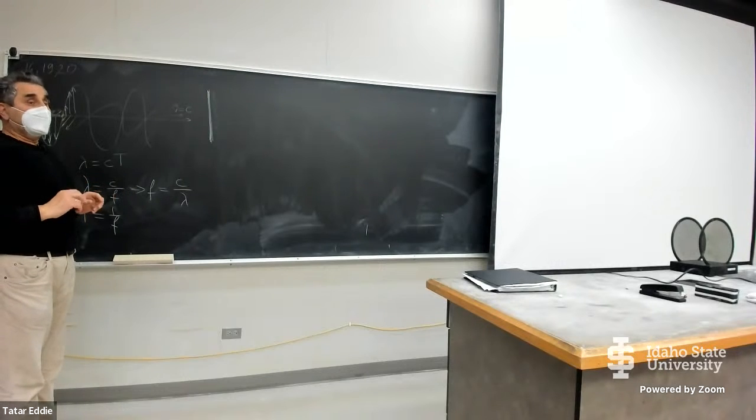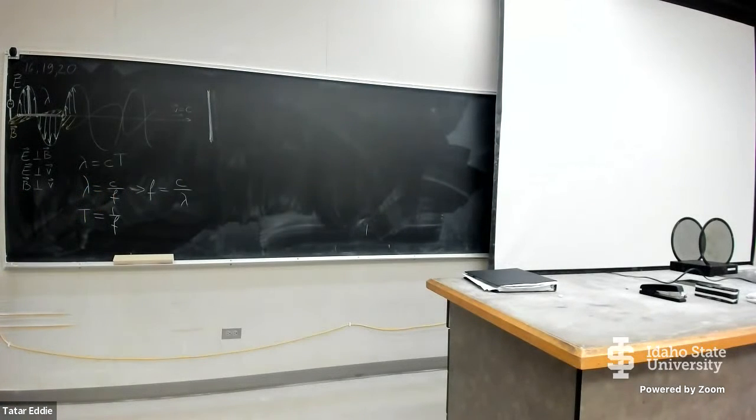Yes. Is the T in the equation representing Tesla for the magnetic? So T here is a period of oscillations measured in seconds. So it is how much time does it take to have one complete cycle from here to here.